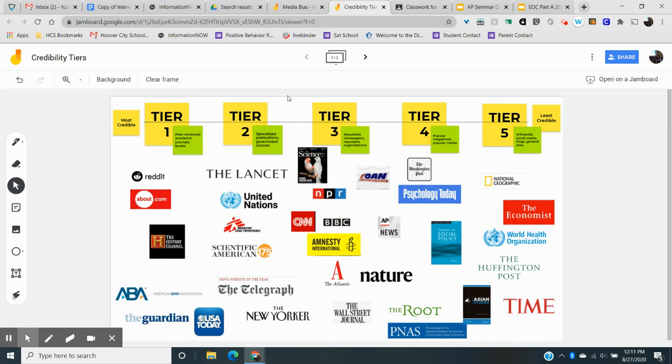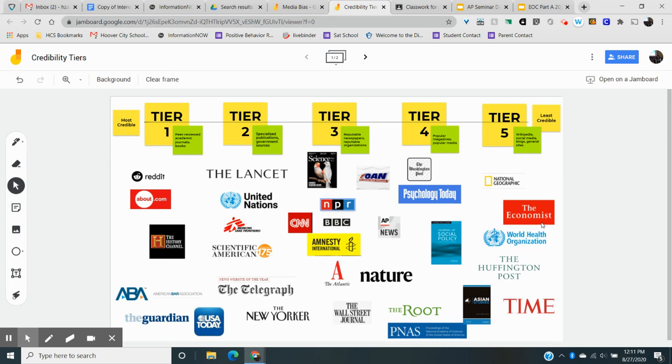So those are your credibility tiers. And so what you're going to do here is you are going to, again, just place these items where they fall. Okay. I'm not expecting you to get these 100% correct. You will probably have to do quite a bit of Googling to see what these things are.